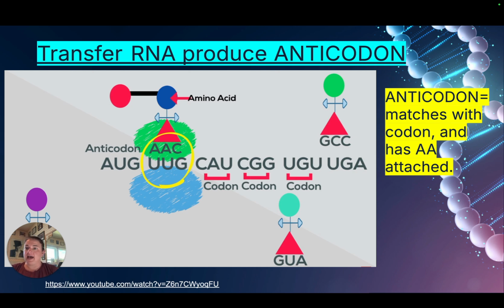Now, at the same time, there is something called transfer RNA. And transfer RNA is going to be on the left side of your screen where it says anticodon. An anticodon matches up with the codon, but it also has a really important feature at the top. It has the amino acid connected.